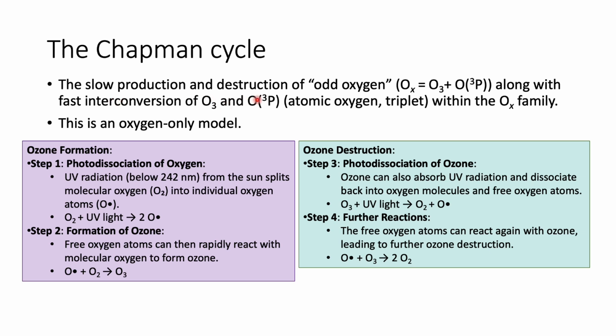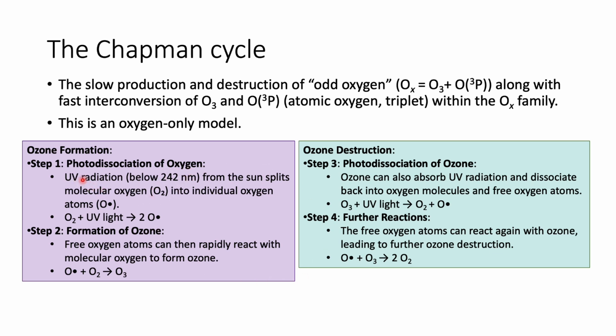The slow production and destruction of odd oxygen, that is Ox, equal to ozone plus triplet atomic oxygen O(3P), along with fast interconversion of ozone and O(3P). 3P is nothing but a term symbol for atomic oxygen in the triplet state within the Ox family. This Chapman cycle is basically an oxygen-only model. So the reactions: ozone formation is given, ozone destruction is also given. So this is what is called the overall Chapman cycle.